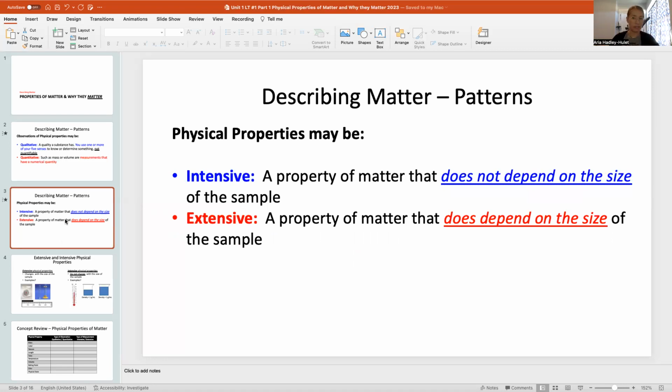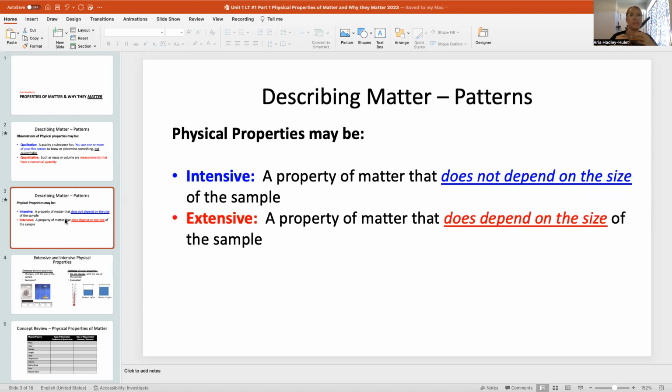So if we go back to our pencil, if I take our pencil and we take our pencil sharpener and we decrease the size of that pencil, will the color have changed? No, it will still be yellow. So that would be an intensive property because I could change the size of the sample and it didn't change the observation.